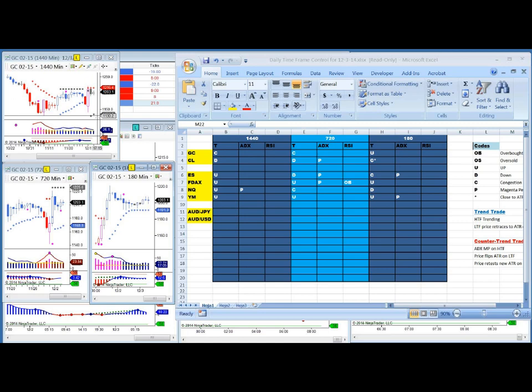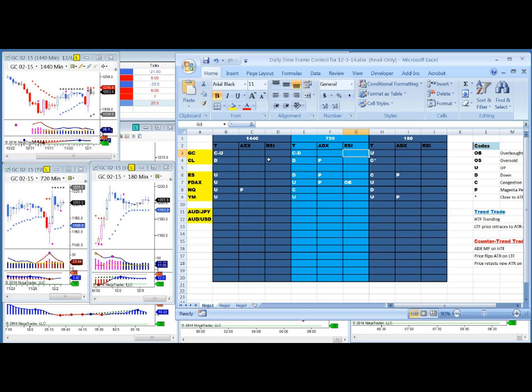Now, could you notate that in the chart? Yeah, you can. You could do something simple as C-U. That means congestion to the upside. C-D would be congestion to the downside. Okay? Anything to notate on the ADX or the RSI on the 720? No. Okay? Let's move to the 180.